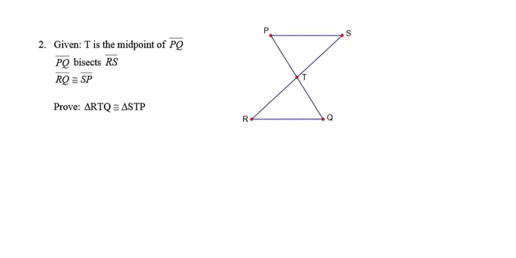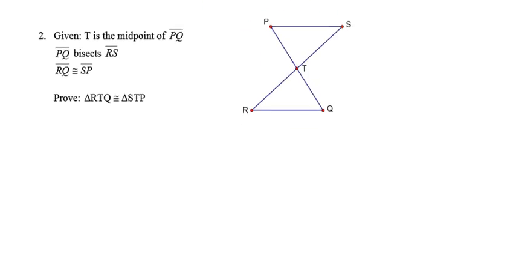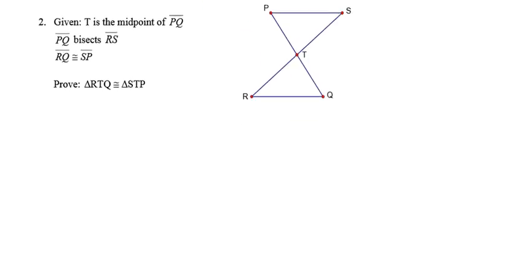Like the first example, the very first thing that I'm going to do in number 2 is mark all of the given information in my diagram. So point T is the midpoint of segment PQ. PQ is that segment I just outlined in blue. We know a midpoint will split a segment into 2 equal parts. So T is splitting that blue line segment into 2 equal parts, making segment PT congruent to segment TQ. So I've marked that in the picture.